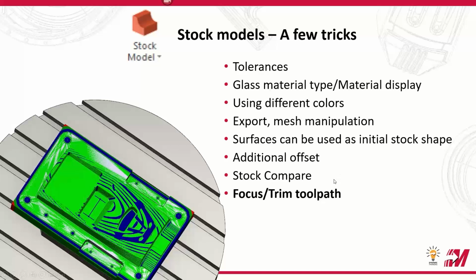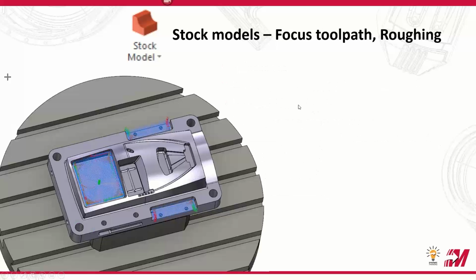Now, the last thing, the biggest trick here, and this is what we're going to be talking about mostly in this webinar, is getting the toolpath to focus in a certain area or trimming certain sections of the toolpath out by using stock models instead of the conventional means of something like a 2D containment boundary. All right, this can be very, very powerful. So let's go on here.